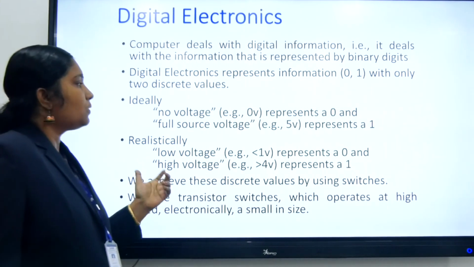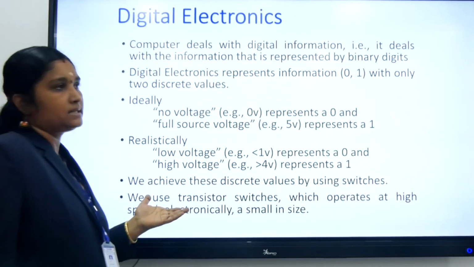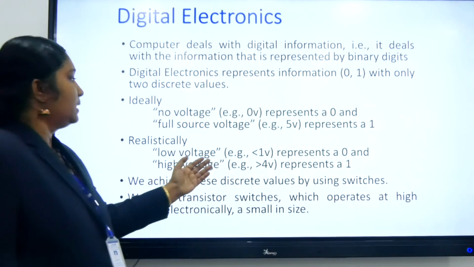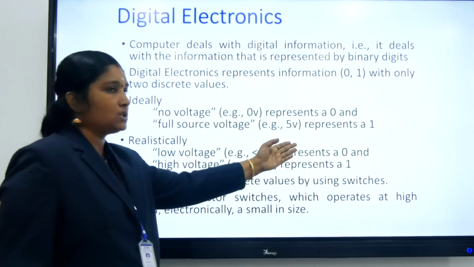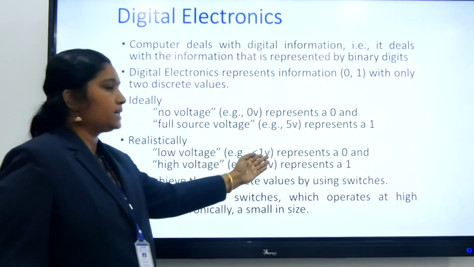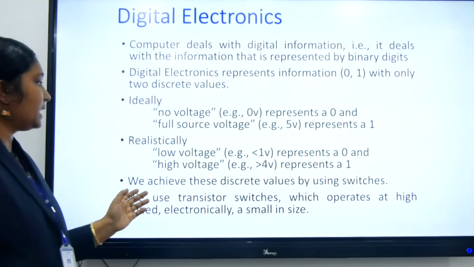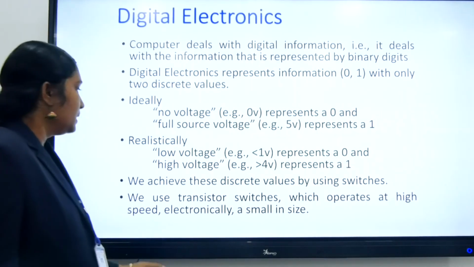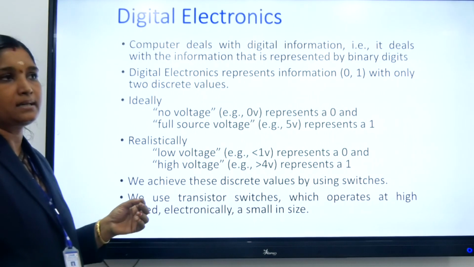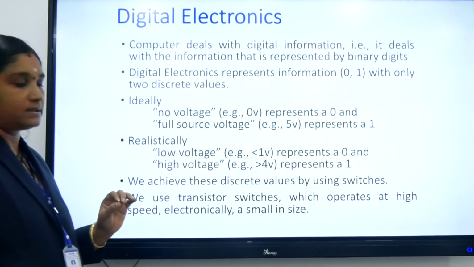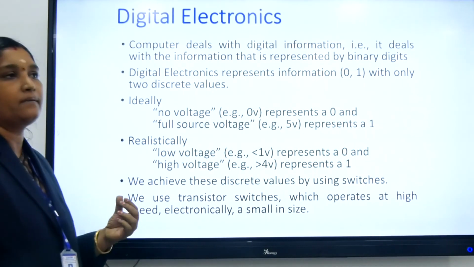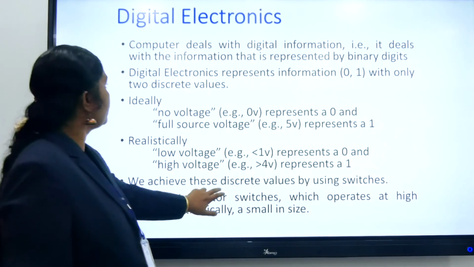Realistically, 0 voltage or full voltage is not applicable in practice. So, we take less than 1 volt as 0 and greater than 4 volts as 1. We achieve these discrete values by using switches. Here we are using the transistor as the main switch, because it operates at high speed and it is very small in size.